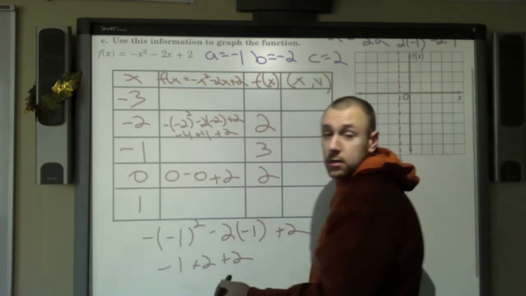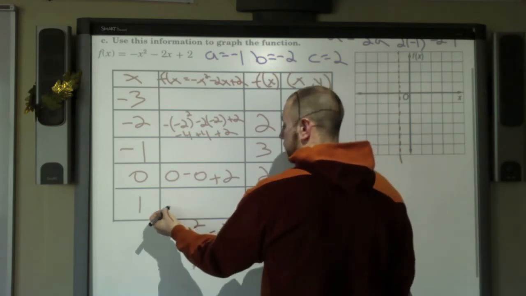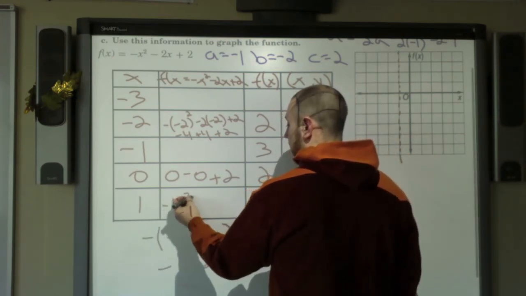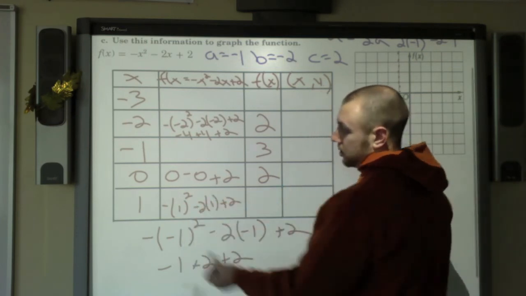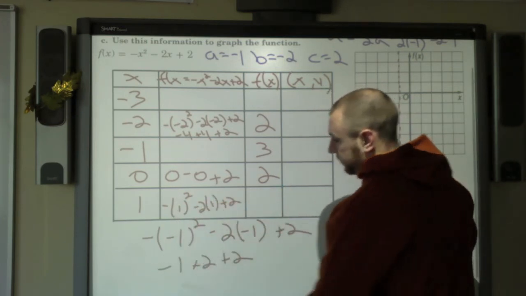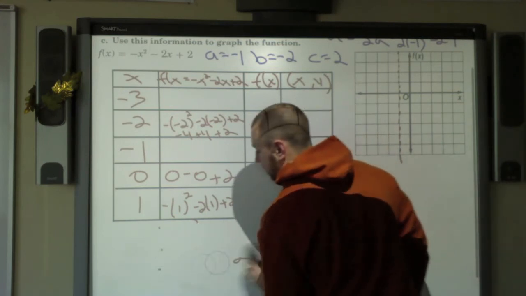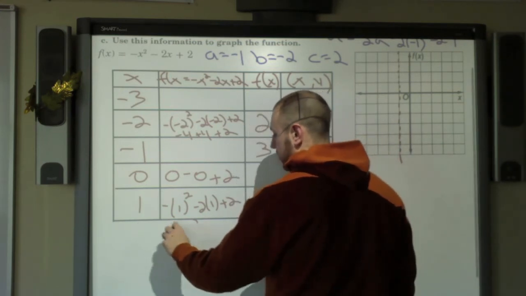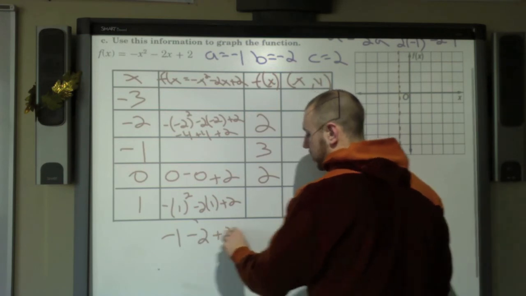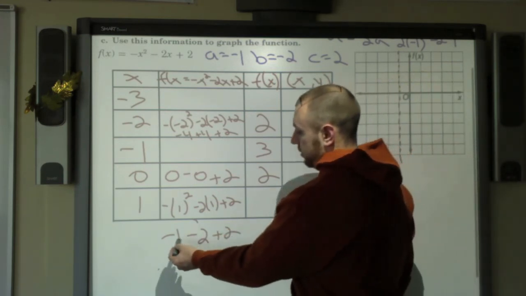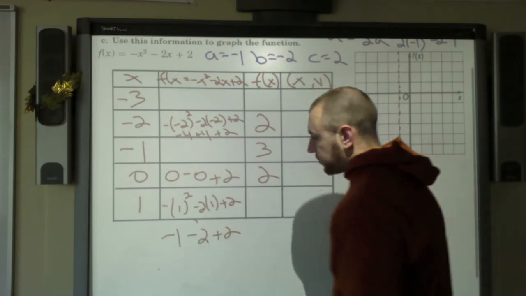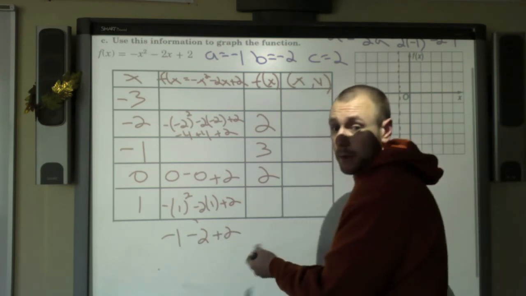So, negative 1 squared minus 2 times 1 plus 2. So, that's going to be a negative 1 minus 2 plus 2. Okay? So, negative 1 minus 2, that's going to be negative 3, plus 2 is negative 1.